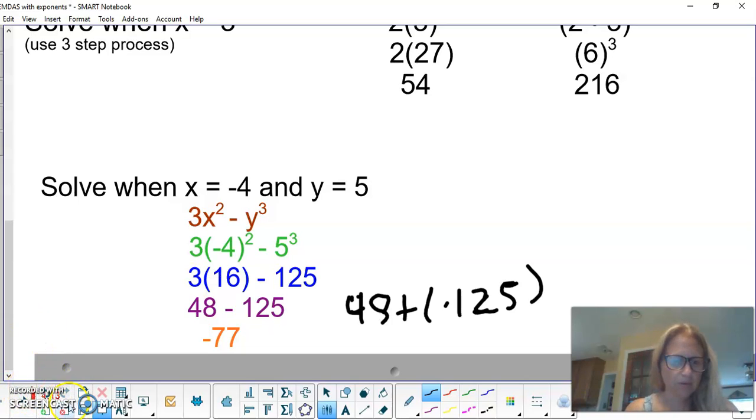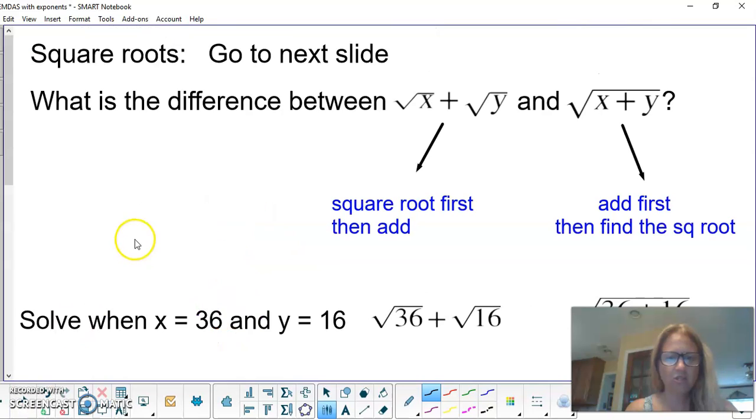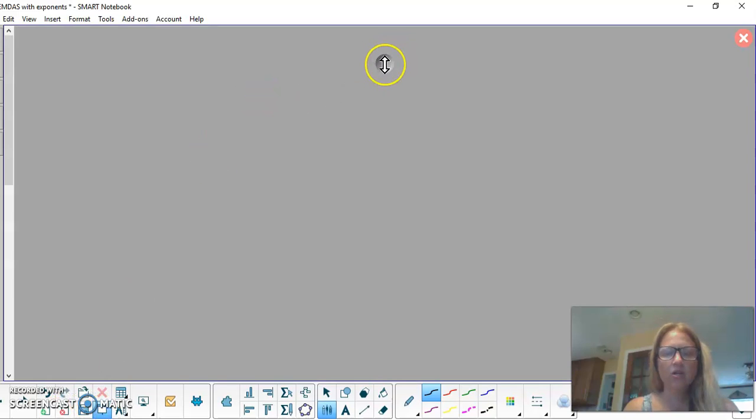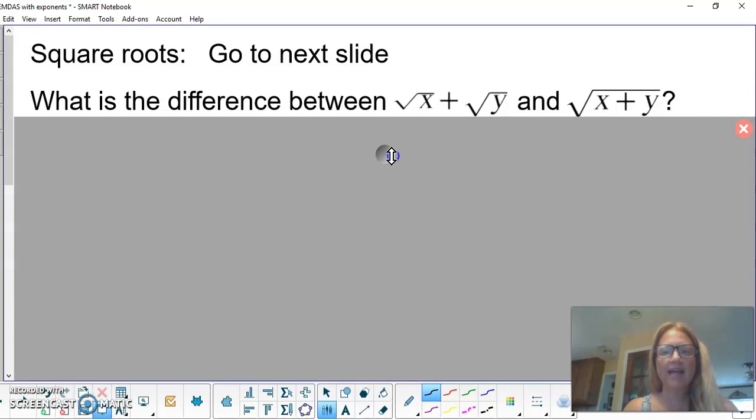So let's go on to the next page. And what we're going to do is I would like you to go on, I'm trying to find this here, go on to the next slide, and now I want you to do the same thing. Just a quick explanation of the difference between if I have the square root of x plus the square root of y, how would we solve that in comparison to the square root of x plus y? And remember, this falls in the parentheses category. So go ahead on to the next slide.